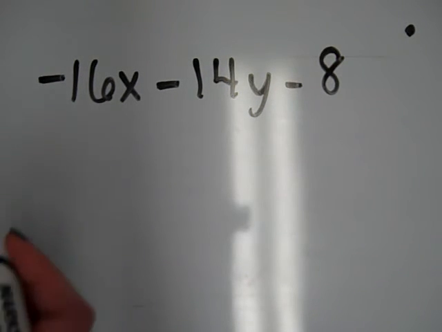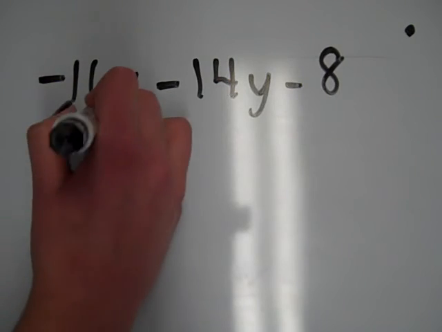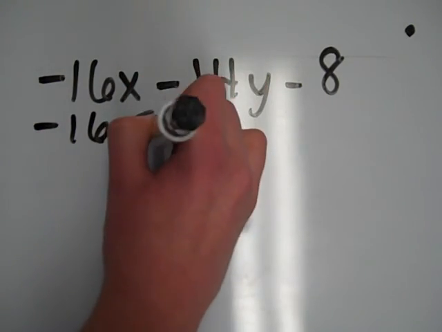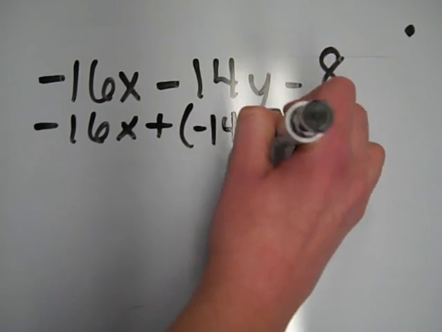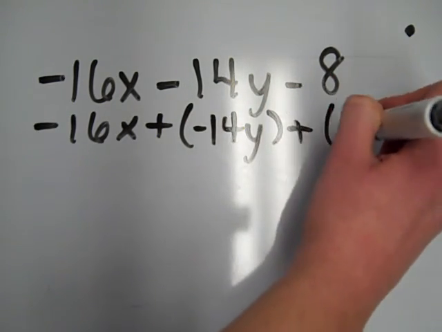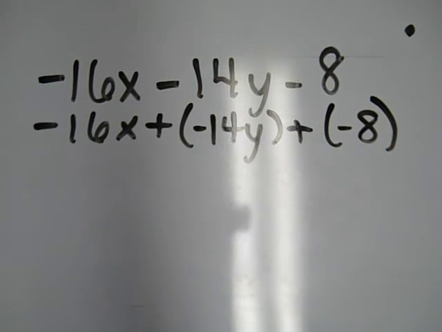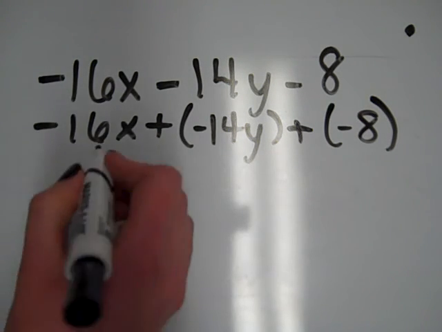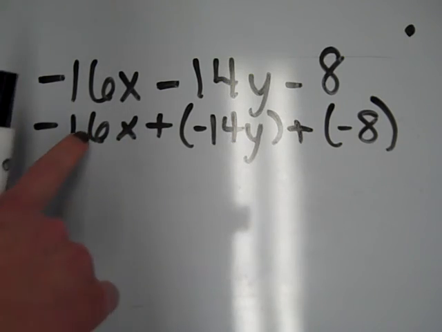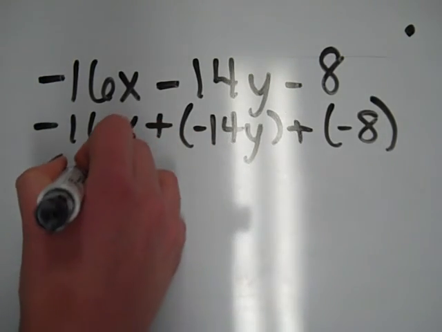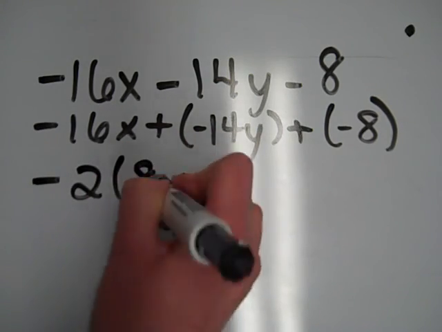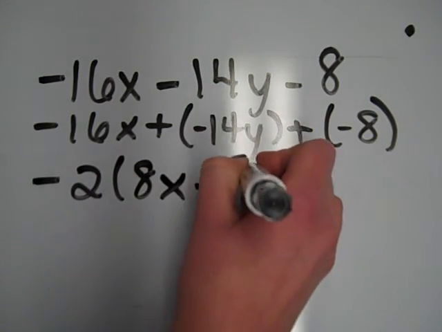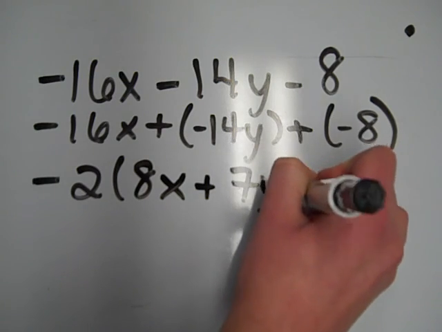So first step, I have to rewrite it as addition. So I change subtraction to addition. This becomes the opposite, -14y. Change to addition, this becomes the opposite, which is -8. Now I can see they're all negative, so I know whatever I pull out is going to be negative. The greatest common factor is 2, and what I'm left with is 8x plus 7y plus 4.